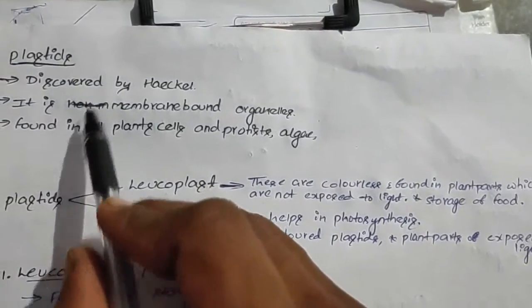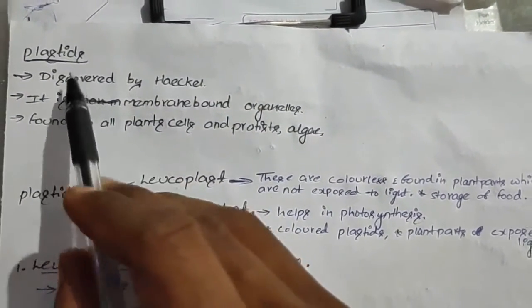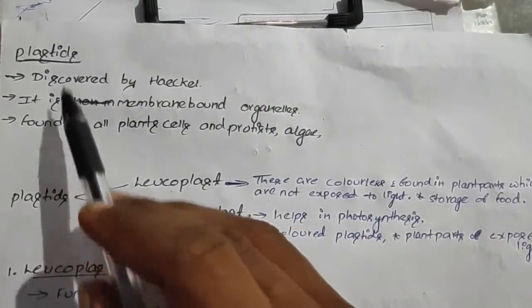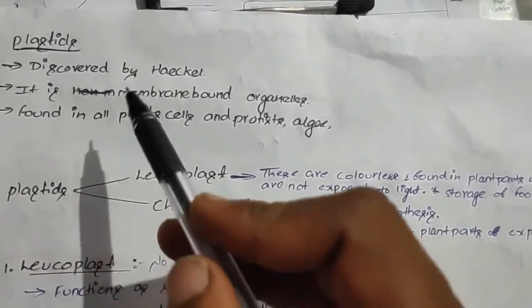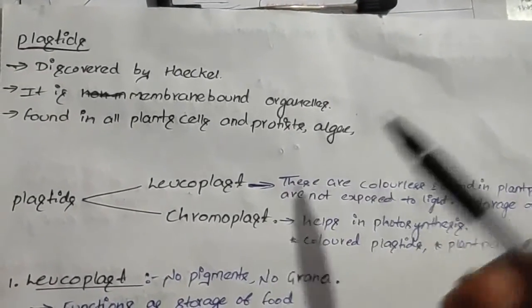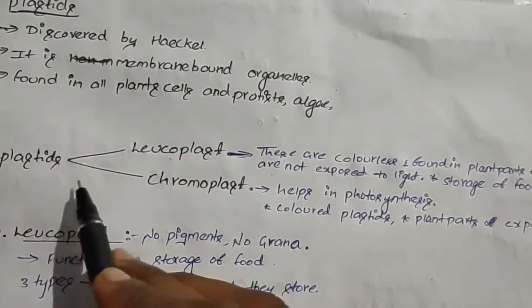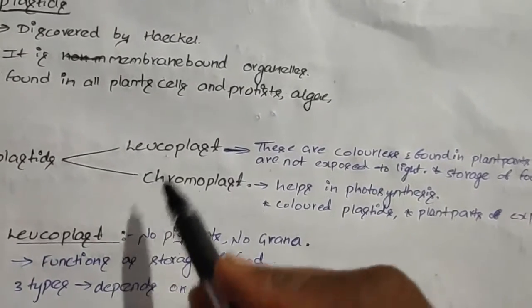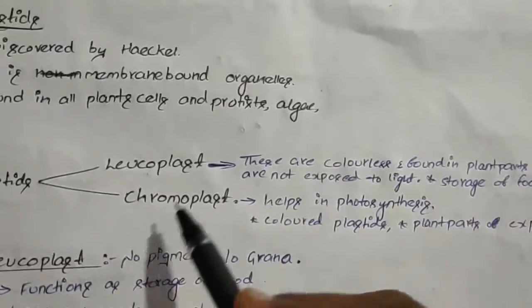Friends, in this video we are going to discuss the plastids. Plastids were discovered by Haeckel, and a plastid is a non-membrane bound organelle found in all plant cells, protistas, algae, euglenas, etc. These plastids are divided into two types. Two types of plastids are found in the cells.